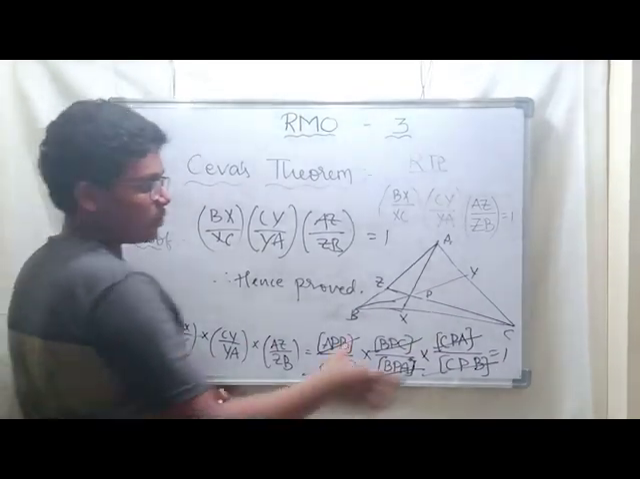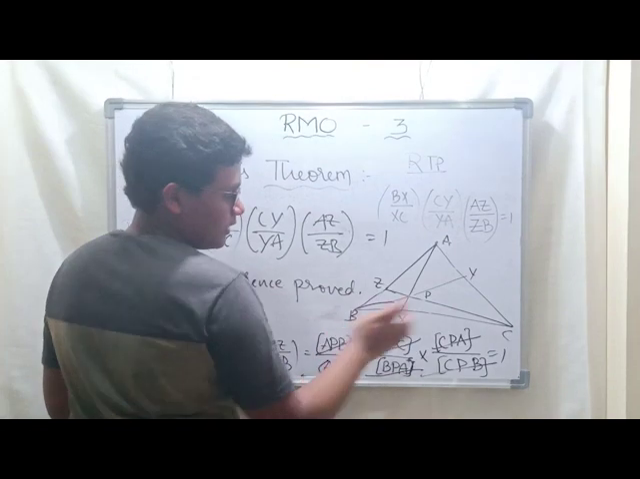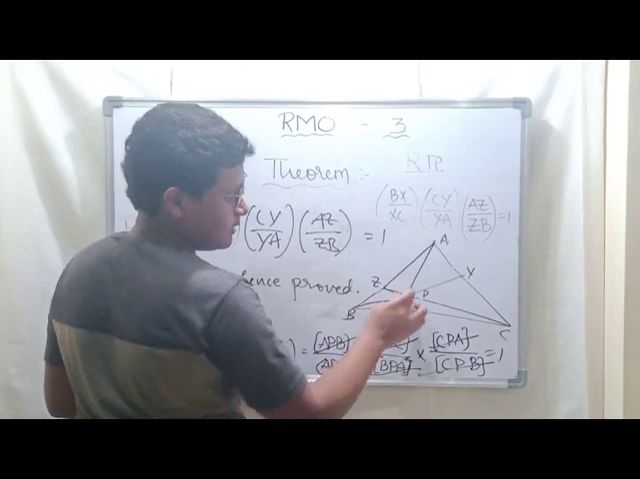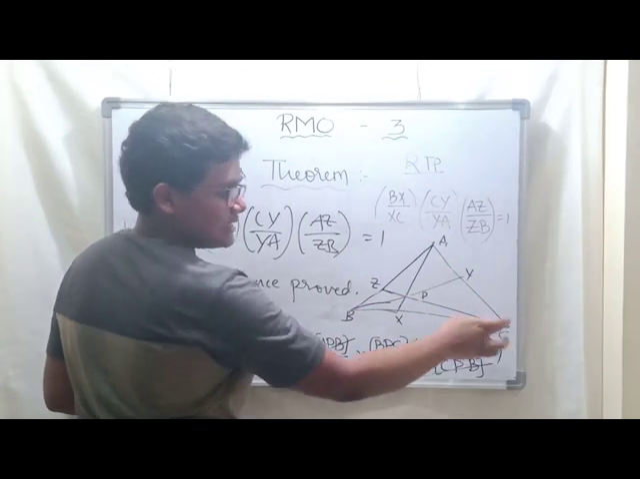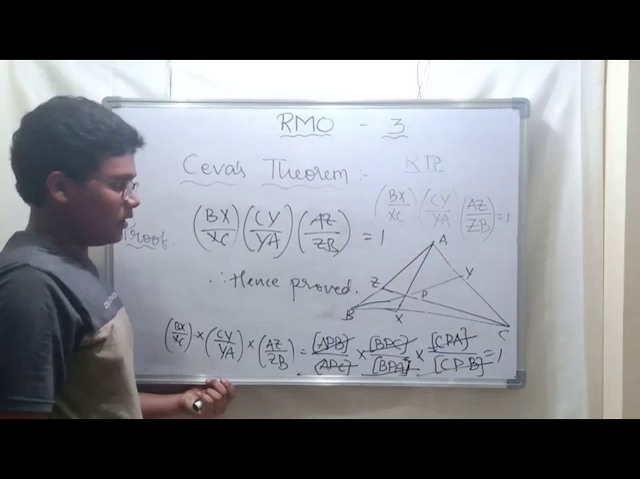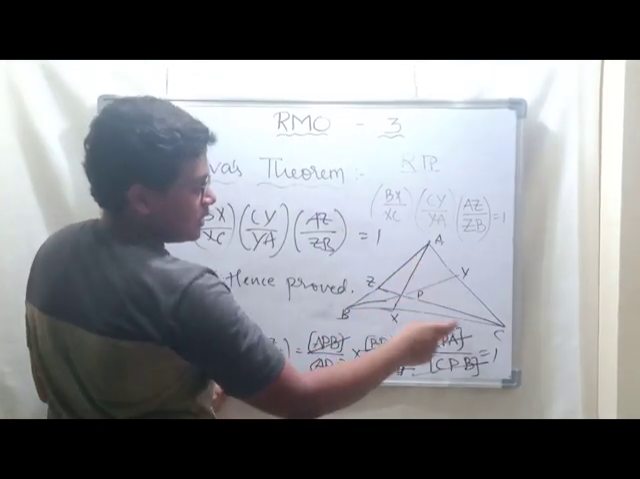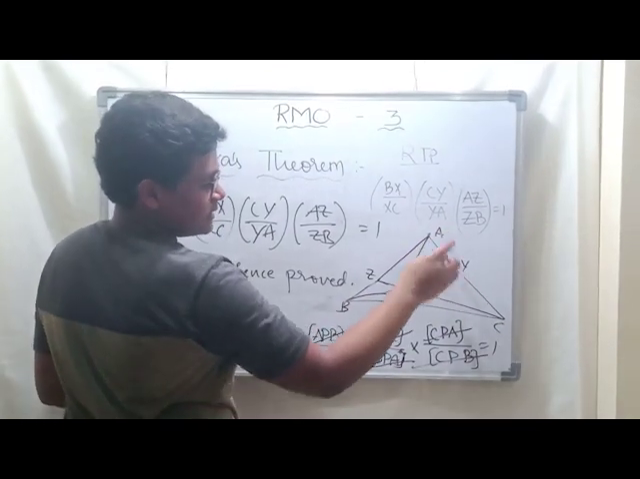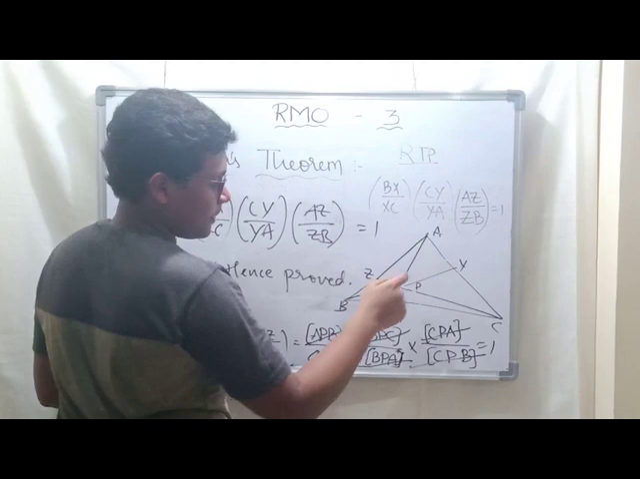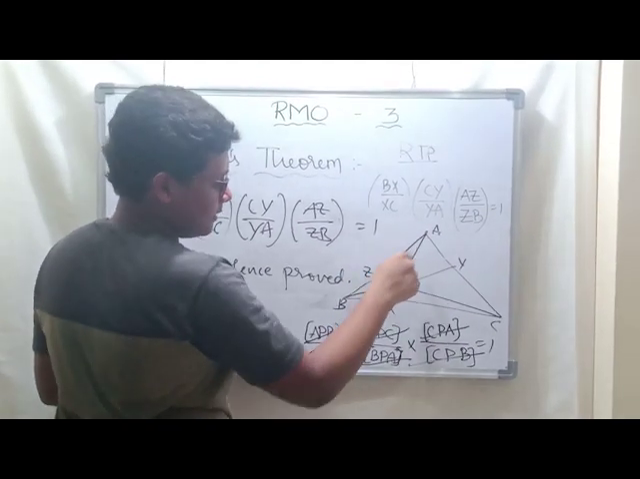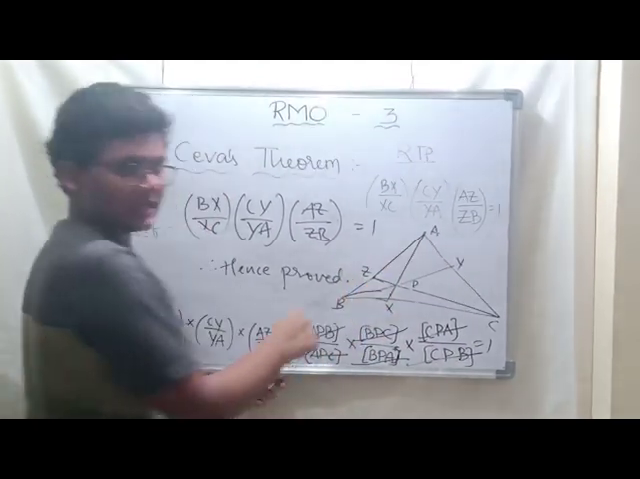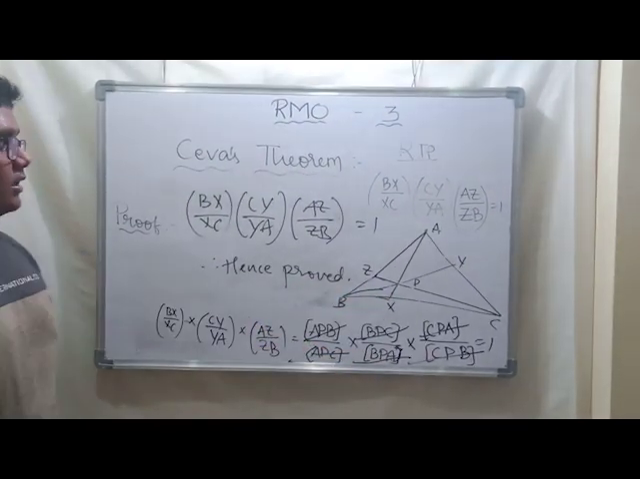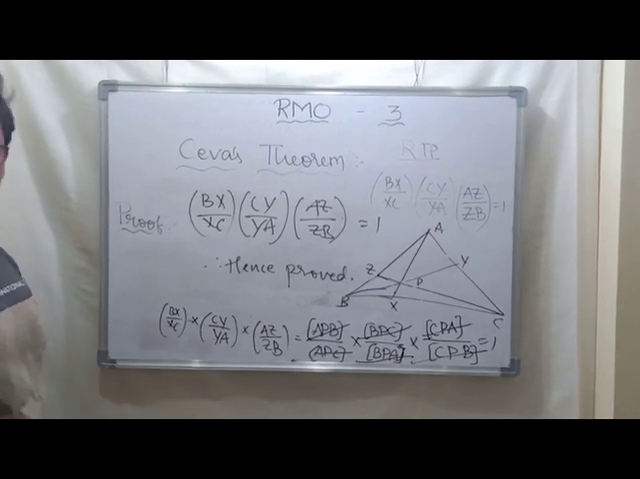By using the same process for these two triangles, BPA by BPC is equal to CY by YA. We got that. And next, by using the same process, CPB by CPA is equal to AZ by ZB. Then those 3 will get cancelled and we got 1. This is the proof of this one and hence proved.